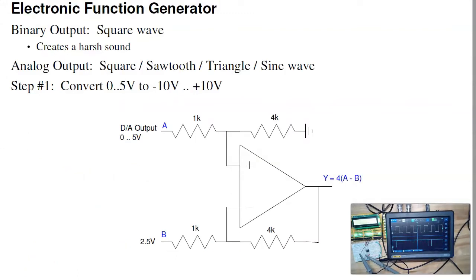So the D2A converter outputs 0 to 5 volts. Suppose I want to output -10 to +10 volts. What I would need is an amplifier that multiplies by 4. Again, a 5-volt spread goes to a 20-volt spread. So that's times 4. And midband is 2.5 volts here. Midband here is 0 volts. So I'm going to offset it by 2.5. So what this does is create the function y equals 4 times a minus b, or 4 times a minus 2.5. So the output here goes from minus 10 to plus 10 volts.